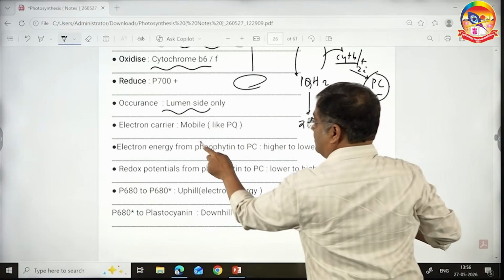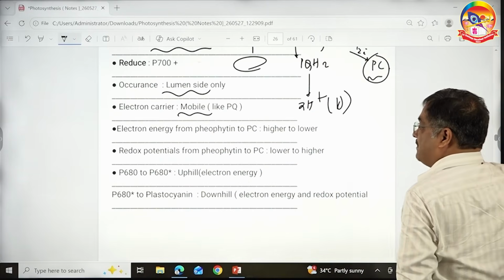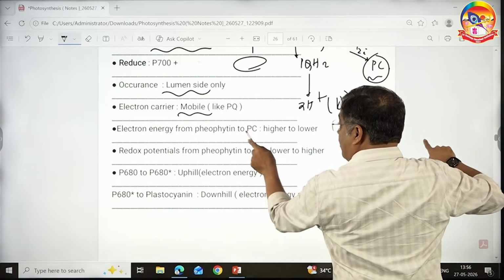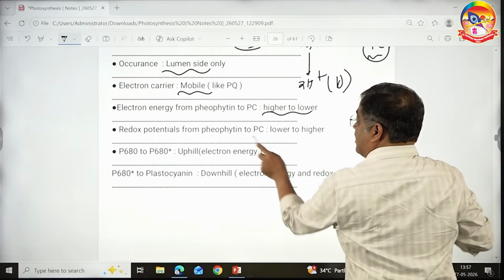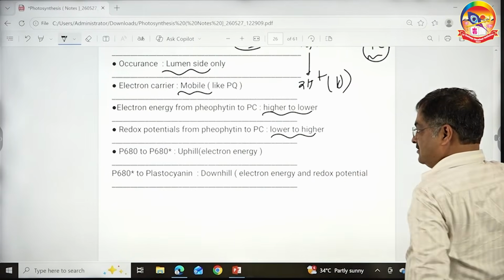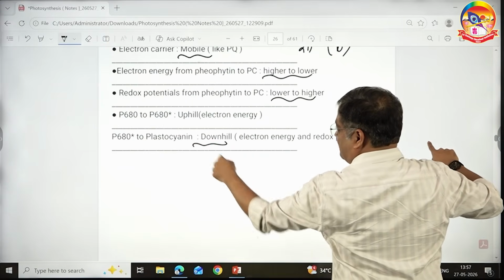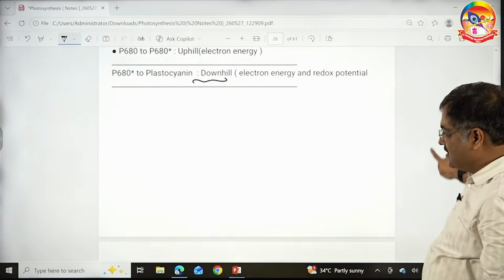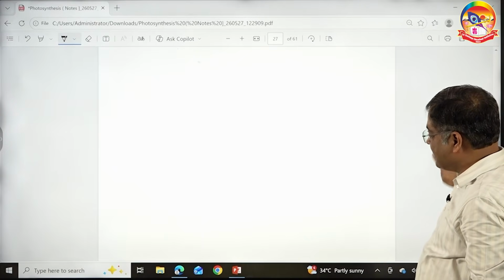The electron carrier is mobile. Electron energy from pheophytin to plastocyanin goes from higher to lower. Redox potential from pheophytin goes from lower to higher. This is uphill transport, and P680 star to plastocyanin is downhill. These points are very important to remember. I'm pretty sure that you understood this entire process.